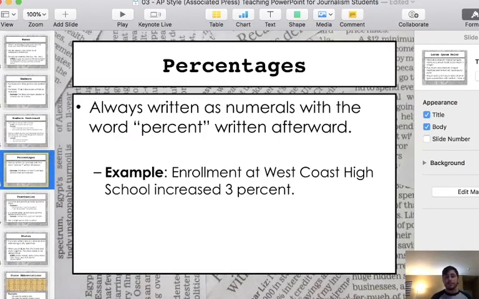Percentages. Okay, percent. You always write out the word percent. Okay, just think about it like that. It's easy. Just always write out the word percent.